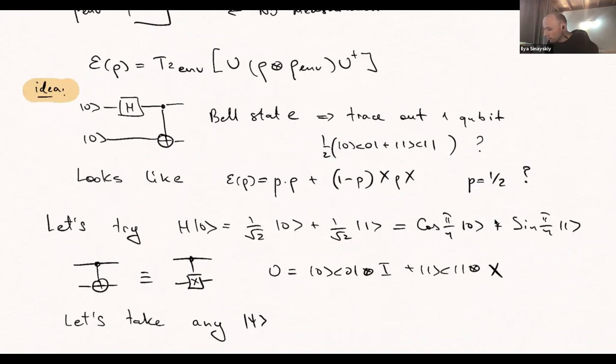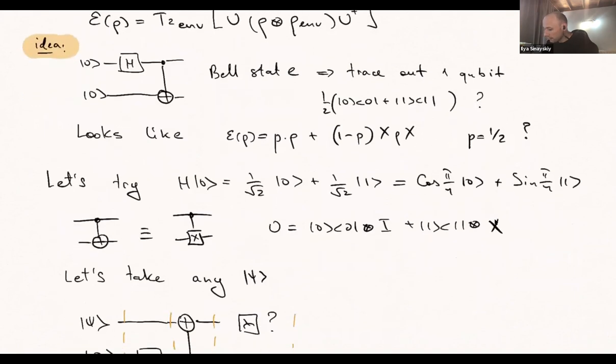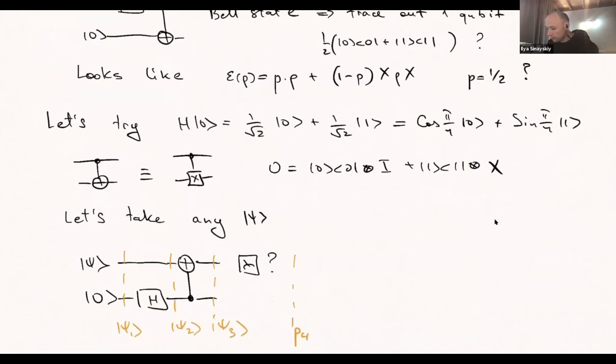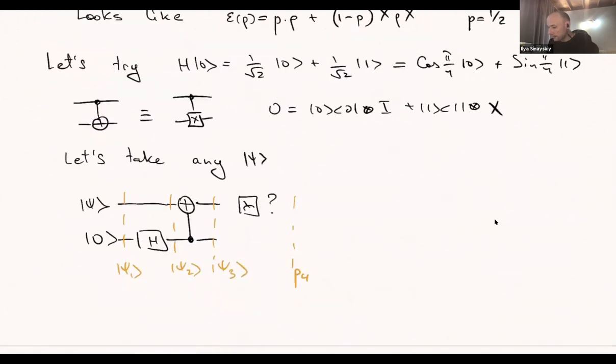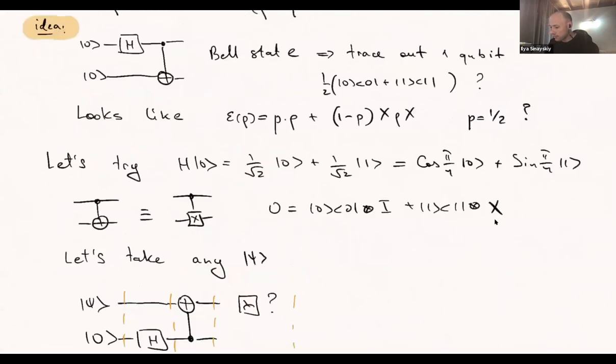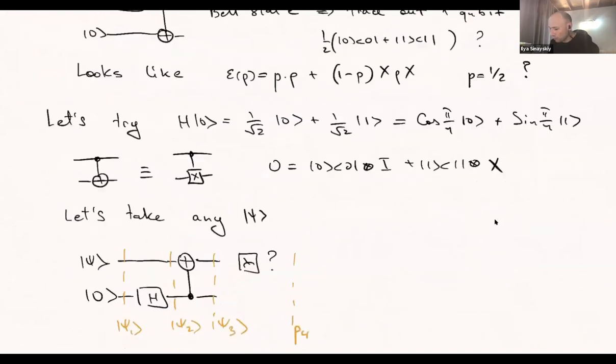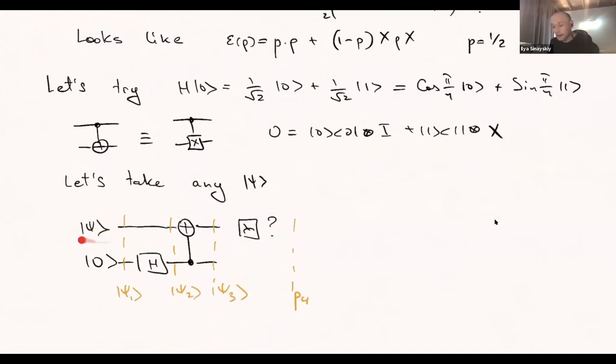First, we're going to see what will happen if we apply it not to the zero state, but to an arbitrary state. Remember that the CNOT is controlled X, or I will write it like this because we also need controlled Ys and controlled Zs. So we do it for an arbitrary psi, the same circuit, but now we need to respect the order a little bit. This qubit is our system and this one is our environment. So we get psi one, psi two, psi three.